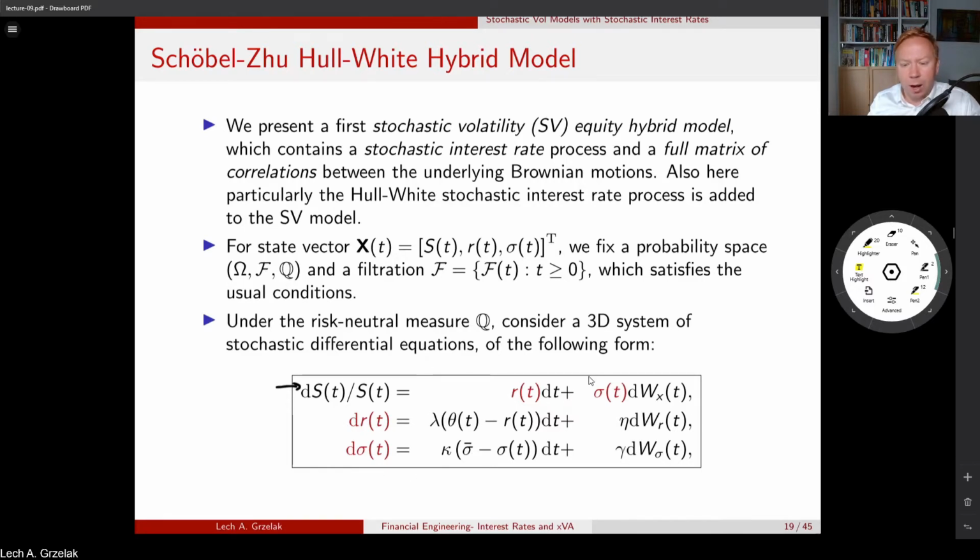So this is another hybrid, of course. In this case, we also assume a full matrix of correlation, so those Brownian motions are correlated. This is a very straightforward extension of the Black-Scholes Hull-White model with stochastic volatility, and the name of the model is Schoebel-Hull-White. So this is the title. Schoebel is the part where we have only a process for dS and d sigma, and Hull-White is the process for the interest rates.